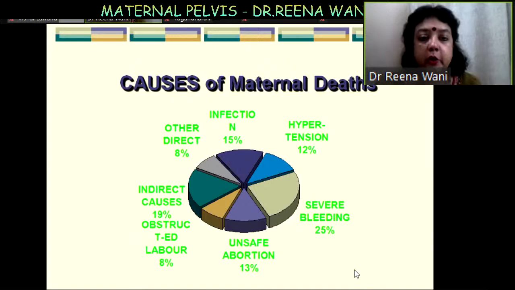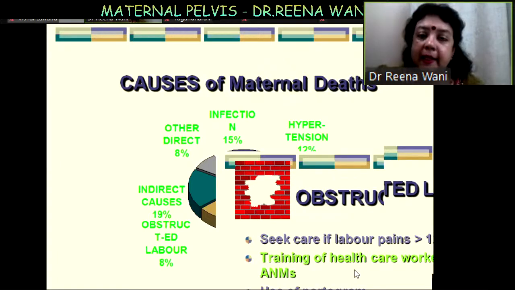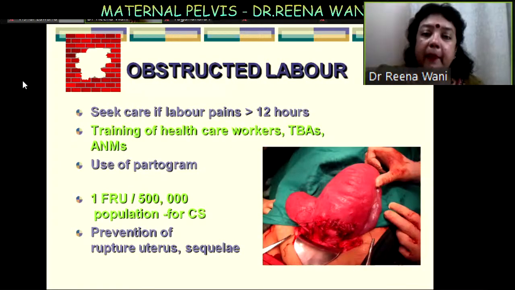Obstructed labor of 8% as a cause of maternal deaths is global statistics. I'm happy to say that in our country, our city, we have almost eliminated this because we know that the sun should never set twice on a laboring woman. And this is one of the patients in which I had done the cesarean section. This is a patient who had come to us with a uterine anomaly which had led to a problem. And if it was not detected, it could have led to sequelae.